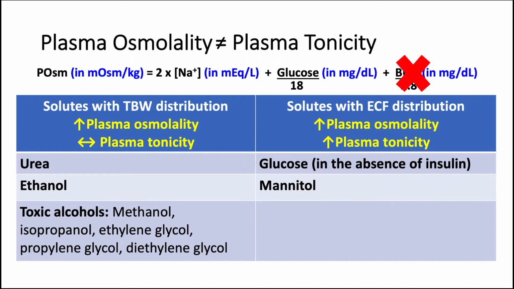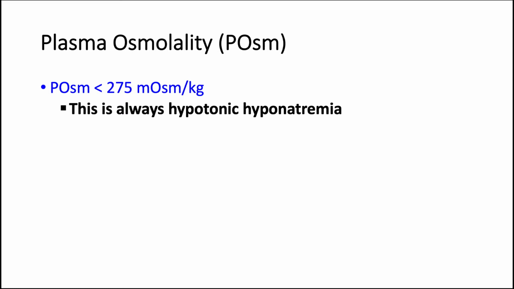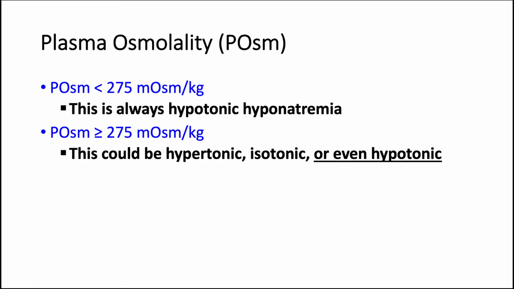Okay? Alright, so plasma osmolality, how do you interpret that? If the plasma osmolality is less than 275 milliosmoles per kilogram, that is always hypotonic hyponatremia. Okay, so that's easy. But if the plasma osmolality is 275 or more, then this could be hypertonic hyponatremia, it could be isotonic hyponatremia, but also, as we discussed, it could be even hypotonic hyponatremia.